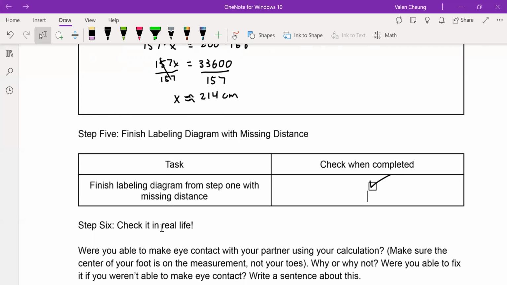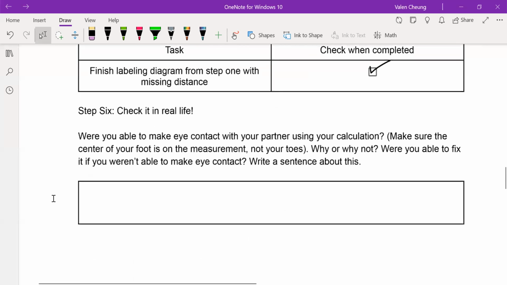Okay, last step, step 6, check it in real life. This is the step that's pretty exciting. You can go up now and we're going to stand at your calculated distances and see if you can make eye contact. In this last box, I want you to write down a sentence about if you were able to make eye contact with your partner, why or why not. And if you weren't able to, were you able to redo the calculation and fix your mistake? And so just explain how that went.